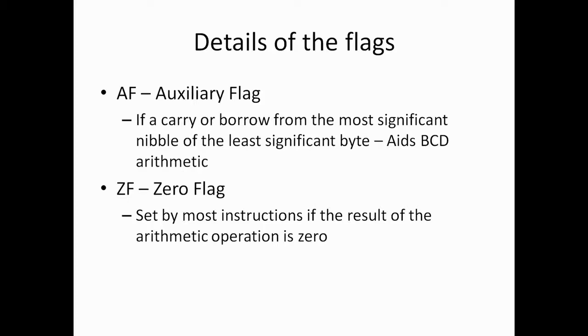There is an auxiliary flag, set if there is a carry or borrow from the most significant nibble of the least significant byte. The least significant byte is 2 nibbles, the most significant nibble is the latter part of the least significant byte, and if there is a carry it will be set. And where do we use this? We use it in BCD arithmetic.